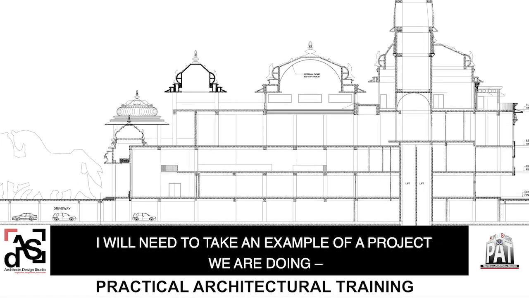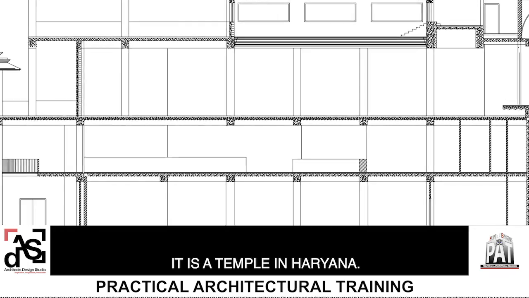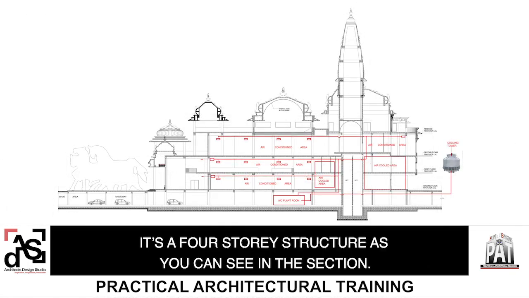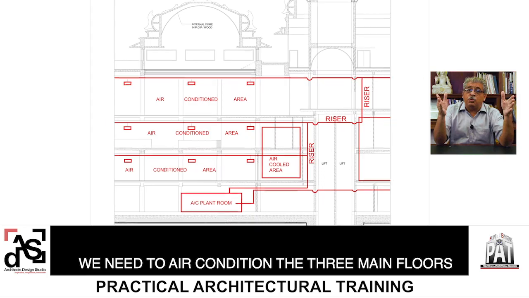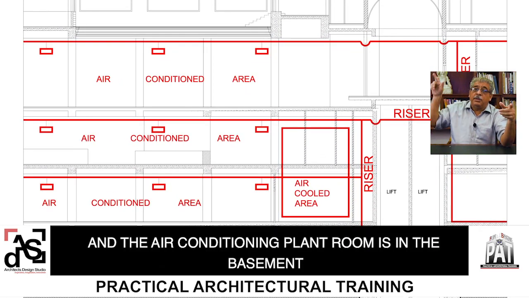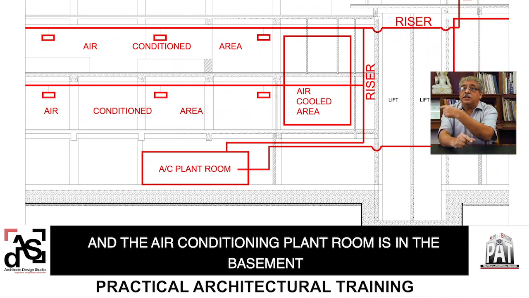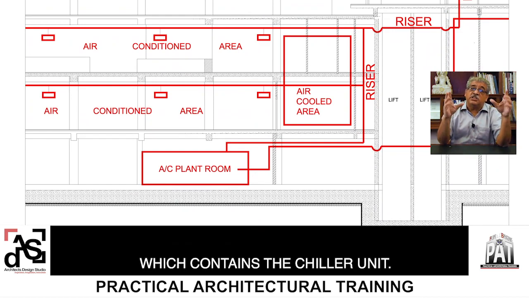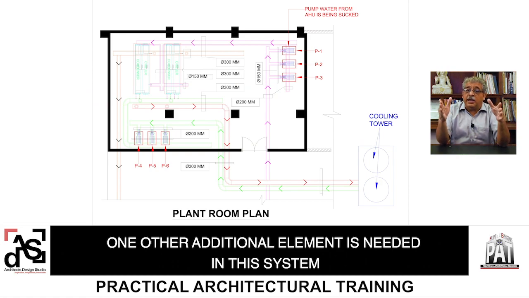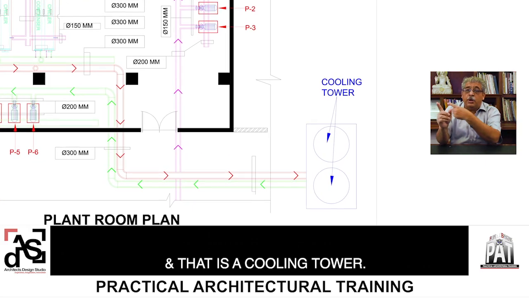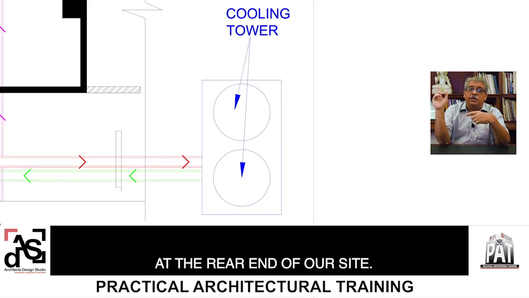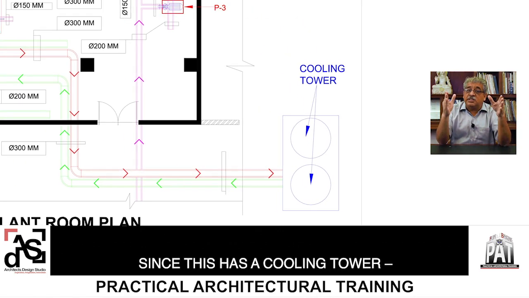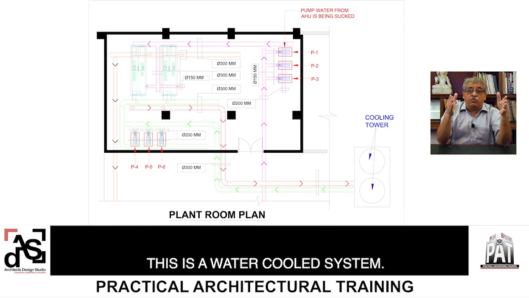I will need to take an example of a project we are doing. It is a temple in Haryana. It's a 4-story structure, as you can see in the section. We need to air condition the 3 main floors, and the air conditioning plant room is in the basement, which contains the chiller unit. One other additional element is needed in this system, and that is a cooling tower. This cooling tower in our case is placed far away at the rear end of the site. Since this has a cooling tower, this is a water cooled system.